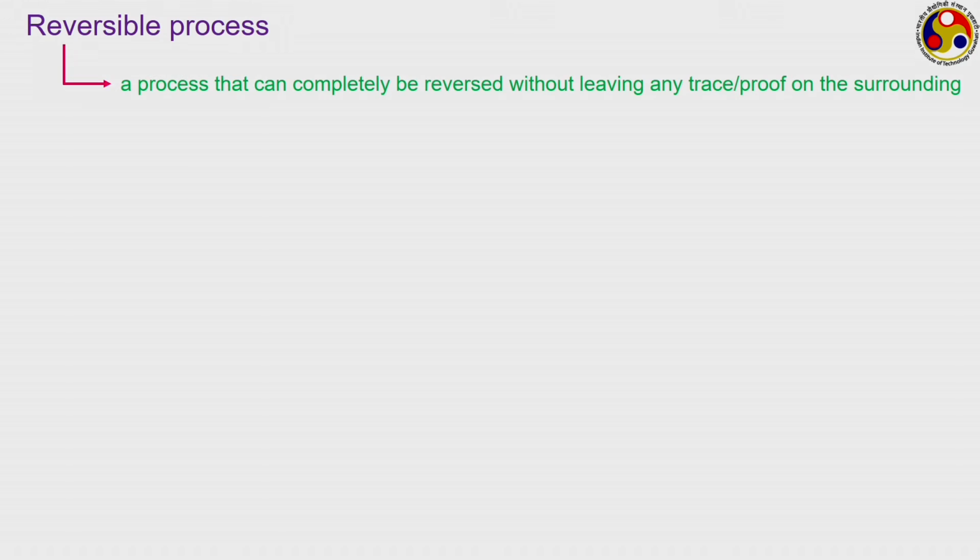Now the first term that I would like to introduce today, which comes straight as a corollary or as a consequence of the second law of thermodynamics, is the reversible process. A reversible process refers to a process that can completely be reversed without leaving any trace or proof on the surrounding. Means we are talking about changing the direction of a process without keeping any mark on the surrounding.